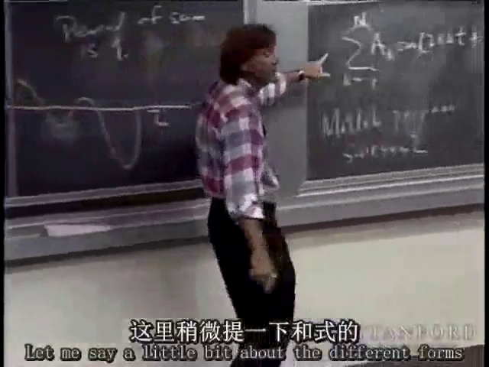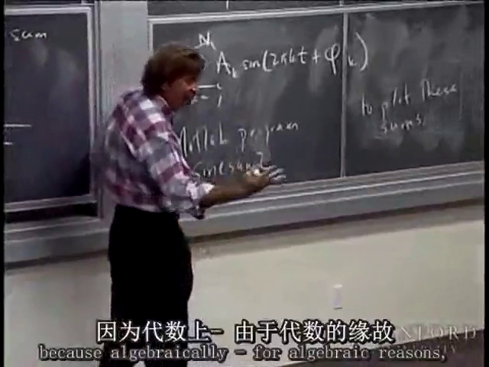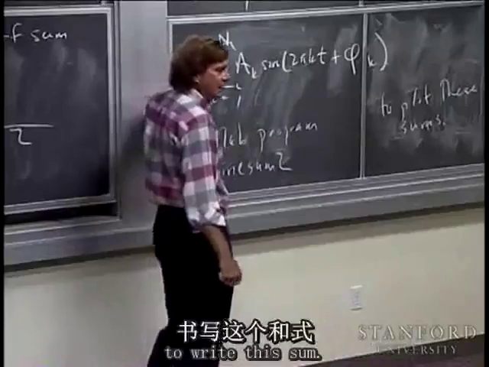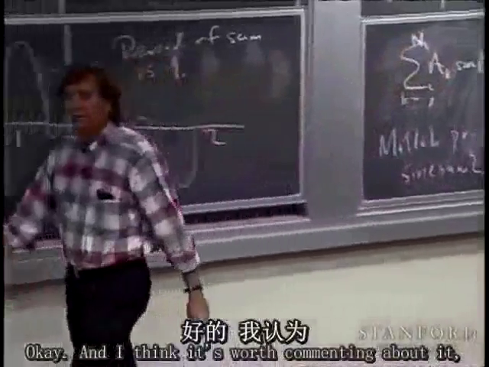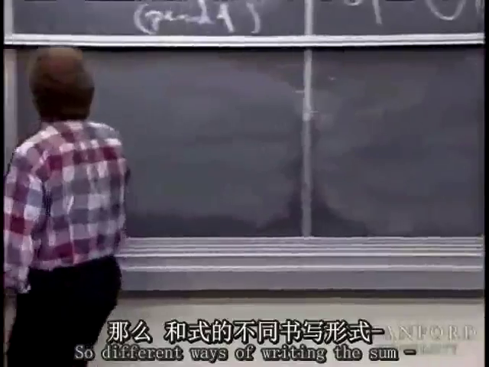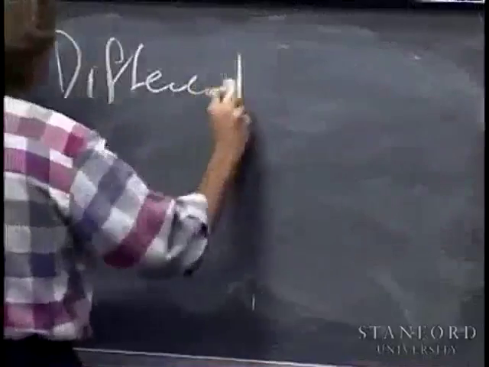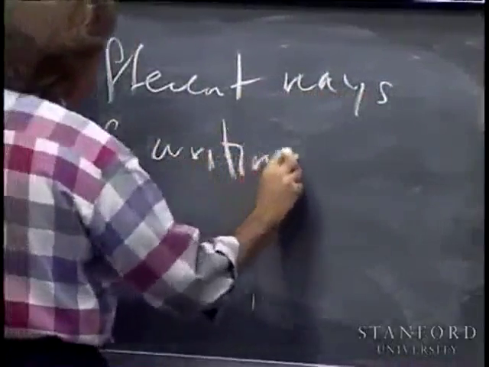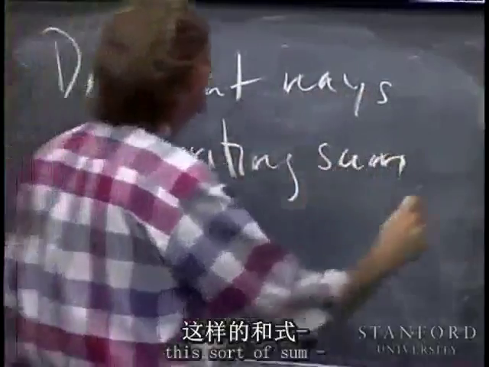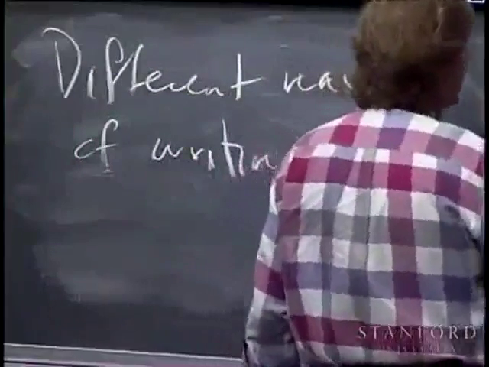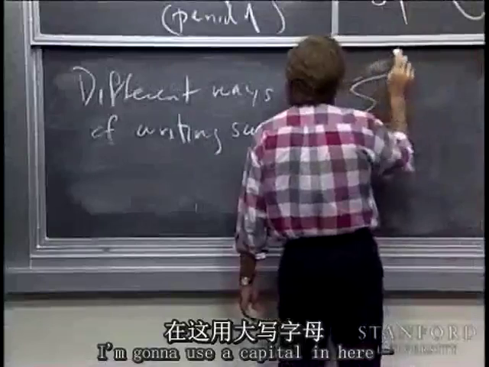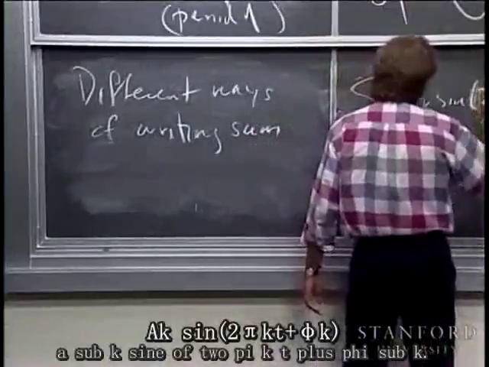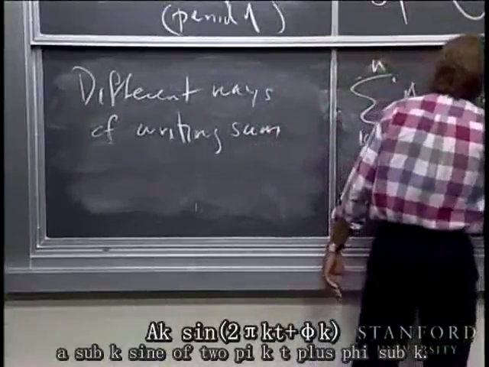Let me say a little bit about the different forms that you can write this sum in, because for algebraic reasons, primarily, there are more or less convenient ways to write this sum. I think it's worth commenting about it just a little bit. So, different ways of writing the sum. This sort of sum: k equals 1 to capital N of A sub k sine of 2 pi kt plus phi sub k.